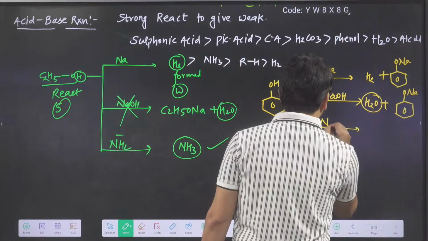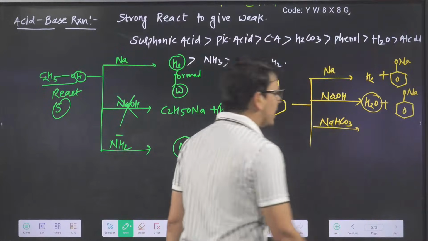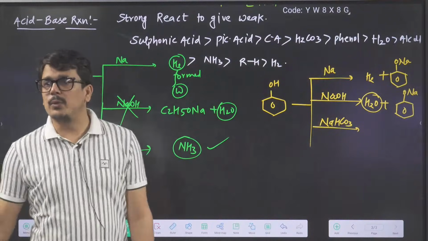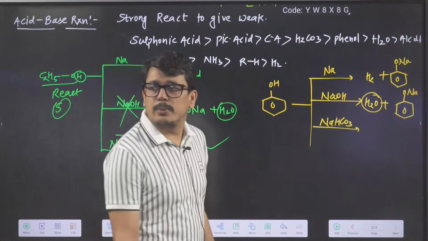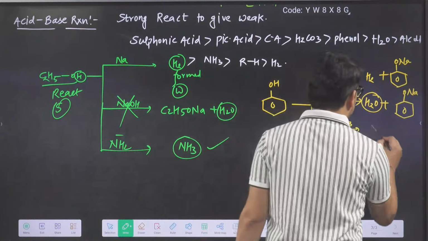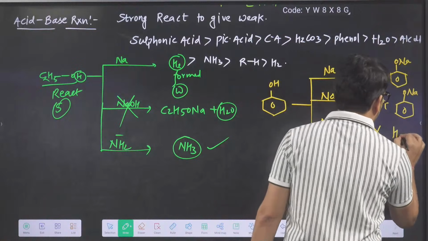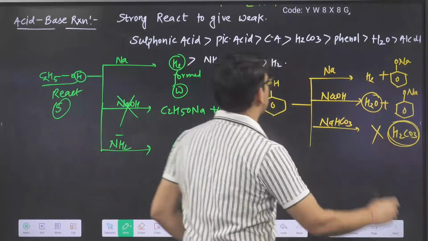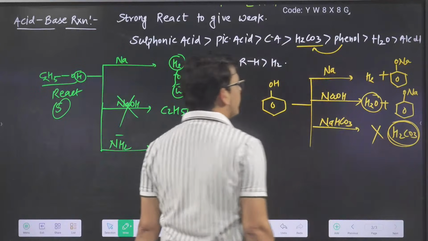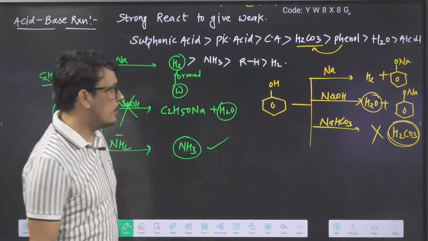But if I said sodium bicarbonate, NaHCO3, in this case, is the reaction possible or not possible? In this case, the reaction is not possible. Why not possible? Because in this case, we will get which acid? Carbonic acid, and carbonic acid is a stronger acid than which one? Phenol. So possible or not possible again?